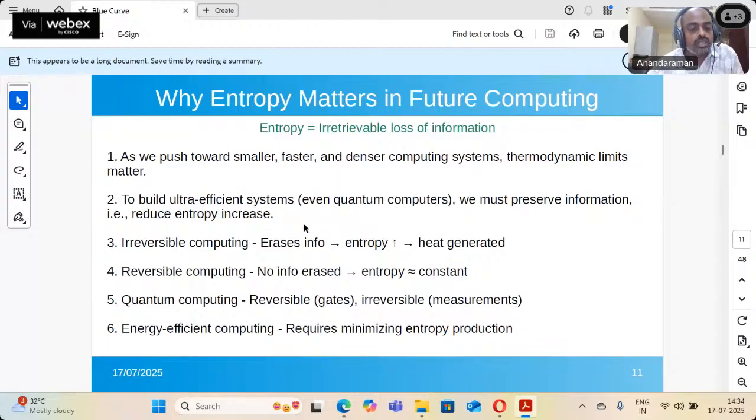In irreversible computing, erasing information increases entropy and generates heat. In reversible computing, no information is erased, which means entropy is constant. In quantum computing, gates are reversible, but measurement is irreversible. Energy efficient computing requires minimum entropy production.